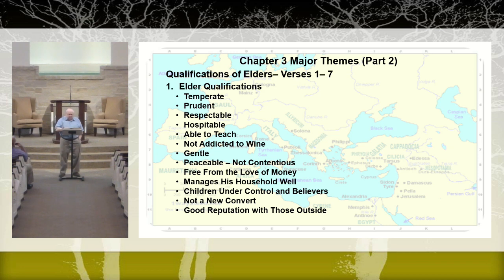But if you'll drop down to not addicted to wine, why would he put that in there twice? He wouldn't. Paul wouldn't do that. So the first time up, temperate, can't mean not addicted to wine or wineless. It has to mean something else. What else do you think it would mean? Even tempered. Very good. Close. Yeah. Actually, it means clear-headed, watchful, alert. Anybody that's not under the influence of liquor would be more alert, right?